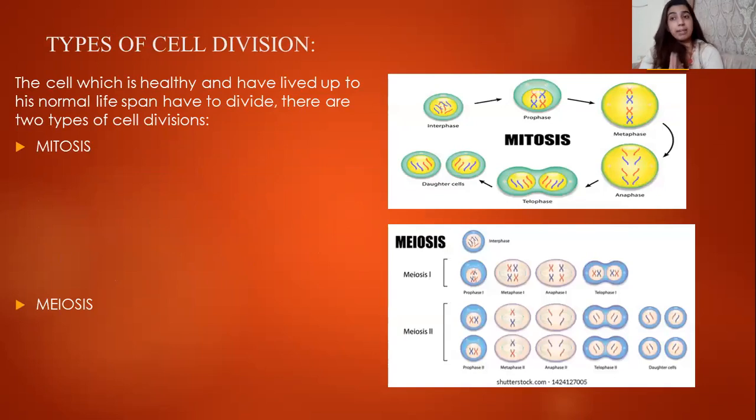Now, there are types of cell division. There are two types of cell division, mitosis and meiosis.